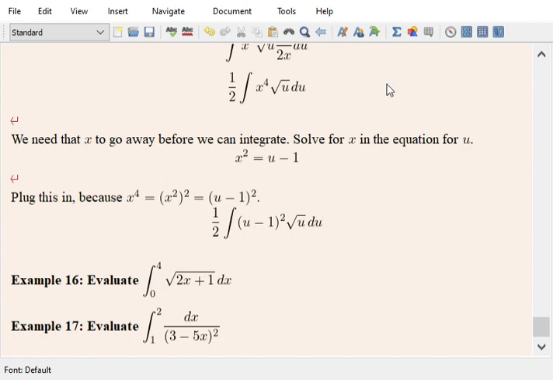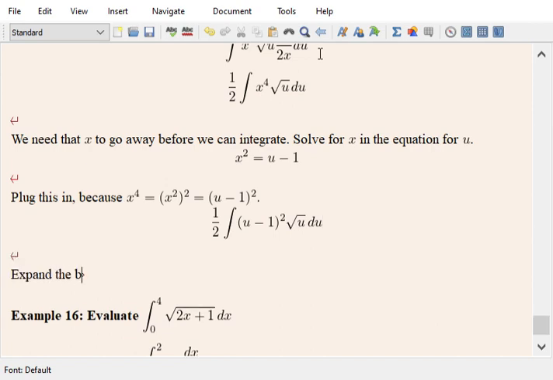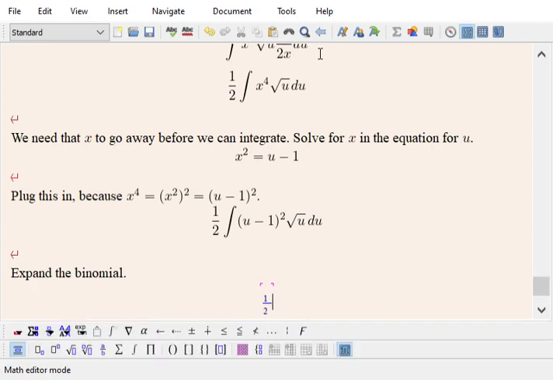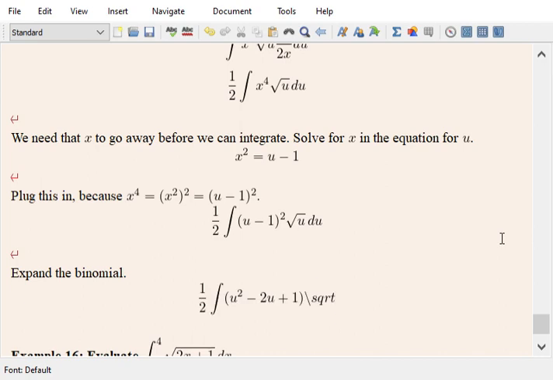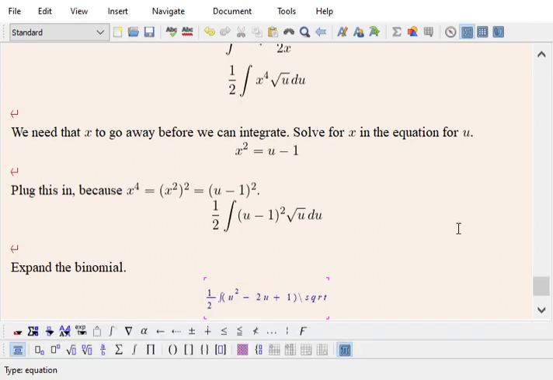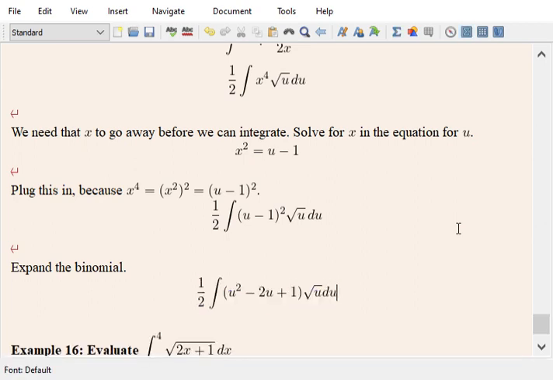So let's expand this out and then hit it with the power rule. If we expand this, we get u squared minus 2u plus 1. Please don't forget that middle bit. Make sure you FOIL this correctly.